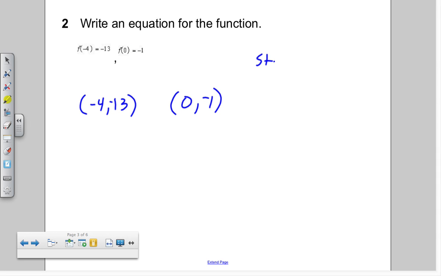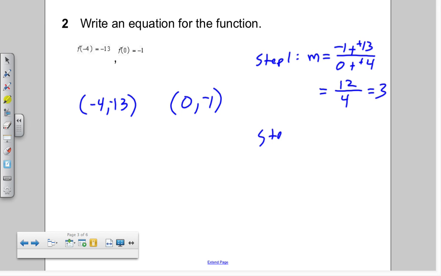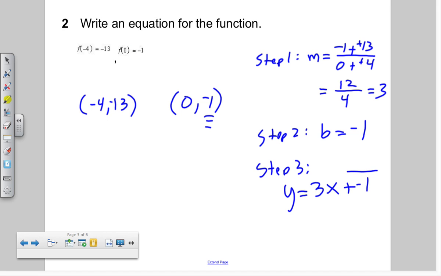So again, I go through those same steps. Step 1, find your slope. -1 minus -13 over 0 minus -4. So we would get 12 over 4, doing a keep, change, change on both of these, which reduces to 3. Step 2, the y-intercept is again easy because we see we have an x-coordinate of 0, so the y-intercept is -1. Therefore, in step 3, the equation is y equals 3x plus -1.